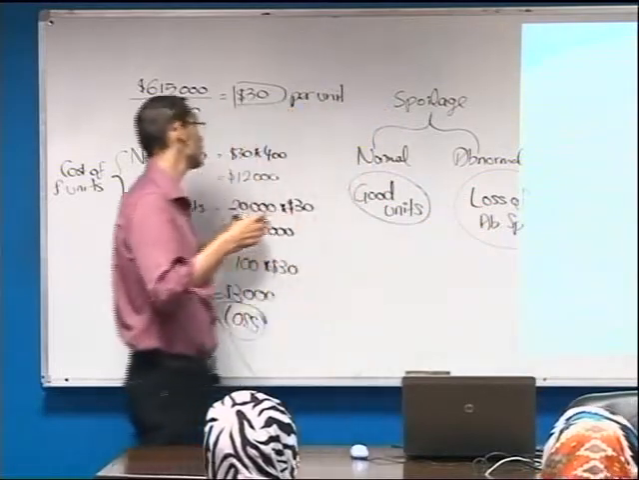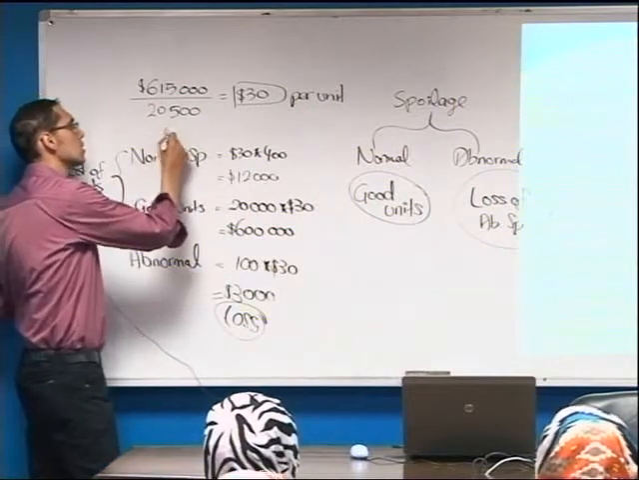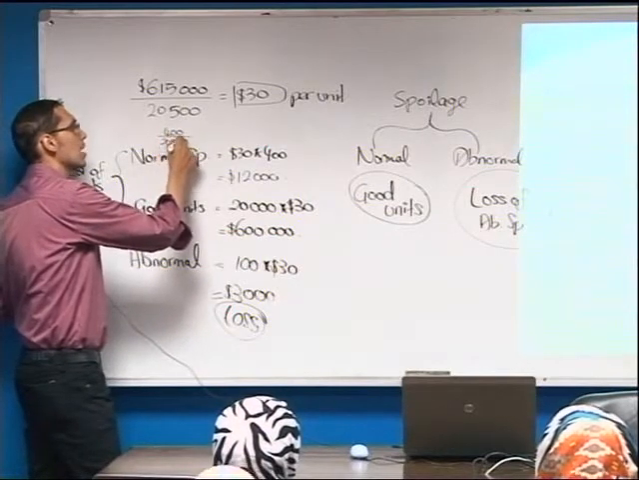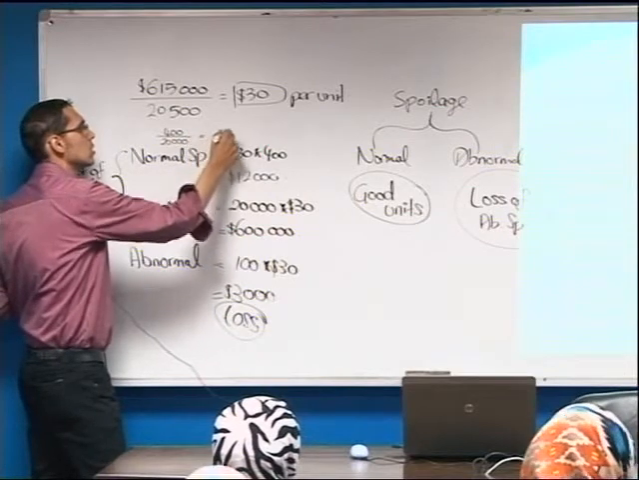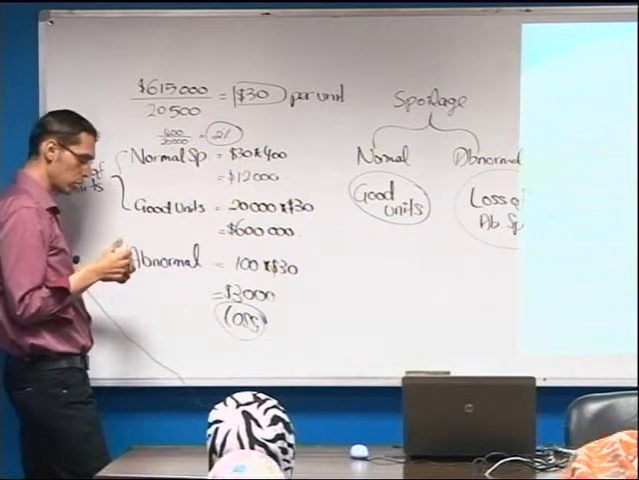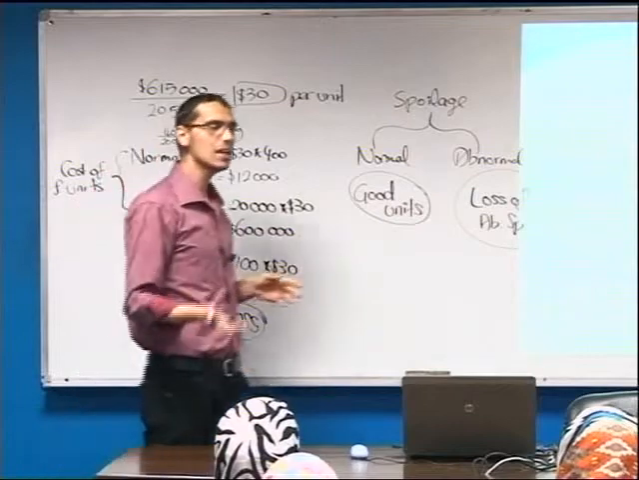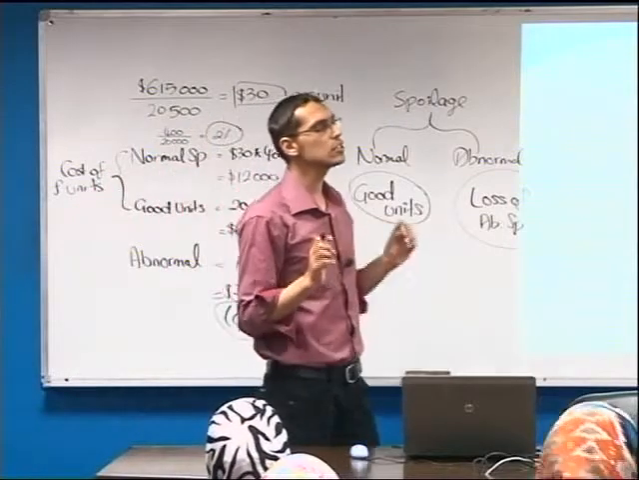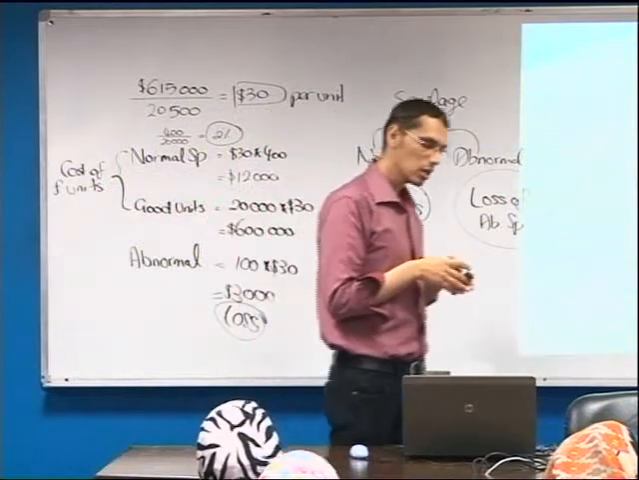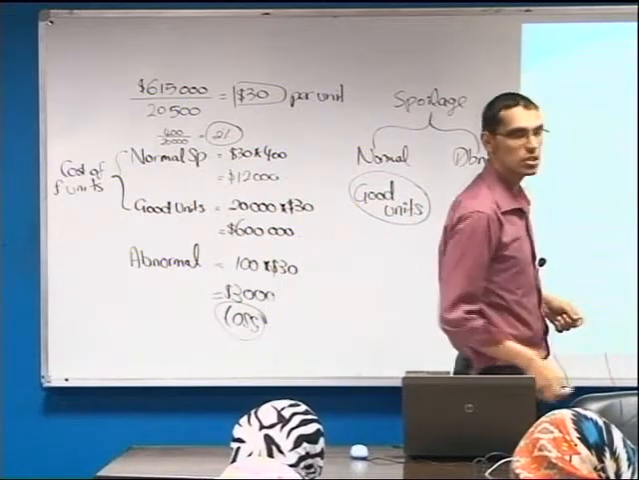Therefore, what would be the percent of normal spoilage here? It would be 400 units divided by the good units, the number of 20,000. Therefore, this is the normal spoilage percentage. As we are going now to see, all the normal spoilage percentage will be from good units. This is the way that we are going to present our normal spoilage. Any questions?